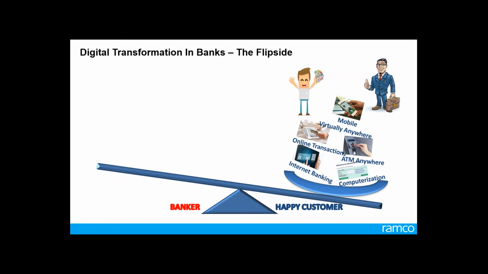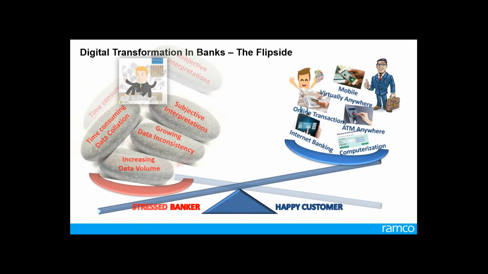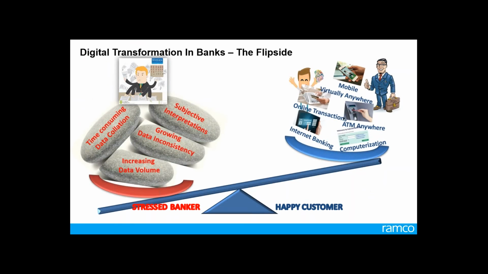But on the flip side, what has this led to? It has led to a mass inflow of data, a humongous number of transactions that come from multiple channels. And so the data volumes of transactions have increased, and the inconsistency of data from multiple channels has increased.